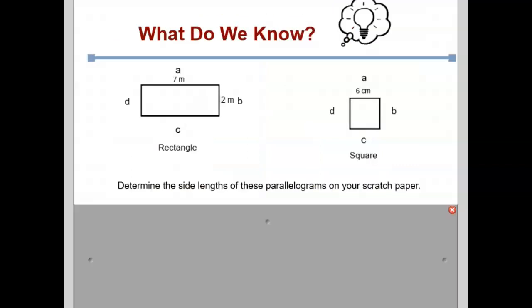Okay, third graders, I have a challenge for you. You also know so much about geometry from our previous unit. So would you please pause this video and determine the missing side lengths of these parallelograms? Please draw these rectangles on your paper and please label each of the side lengths using what you know about geometry.